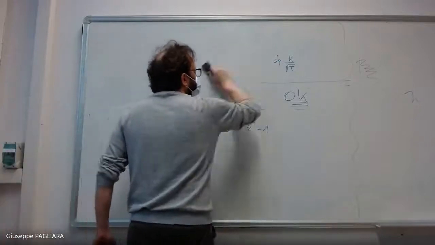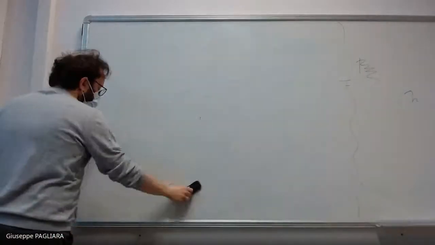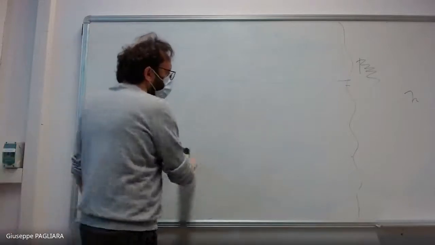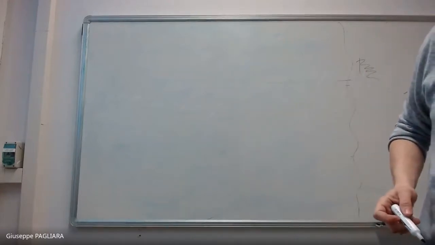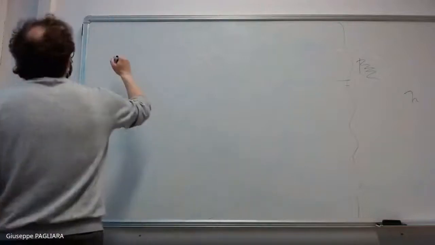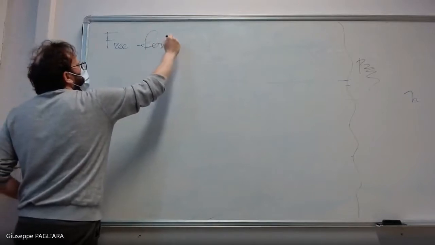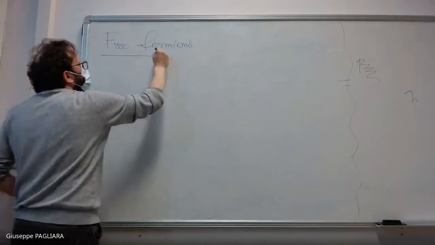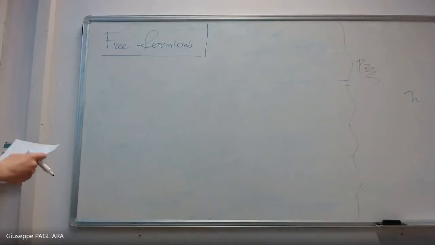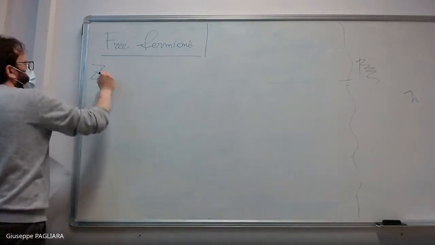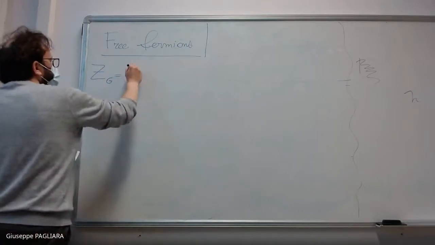Okay. So that's all for what concerns the boson gas. Now we will do the Fermi gas, the case of free fermions. And well, the starting point is always the same. As for the bosons, we derived at some point the grand canonical partition function, which in the case of fermions was the following.